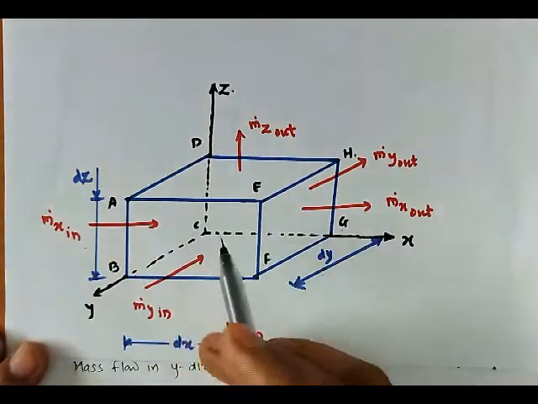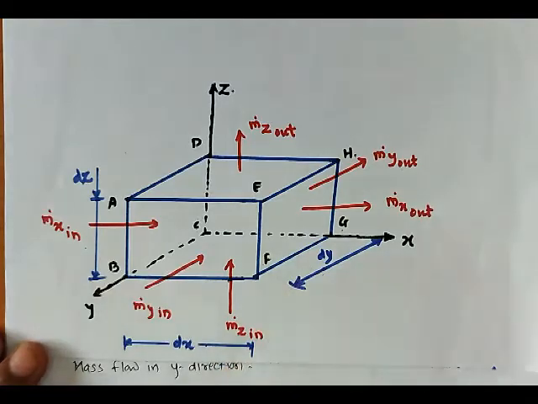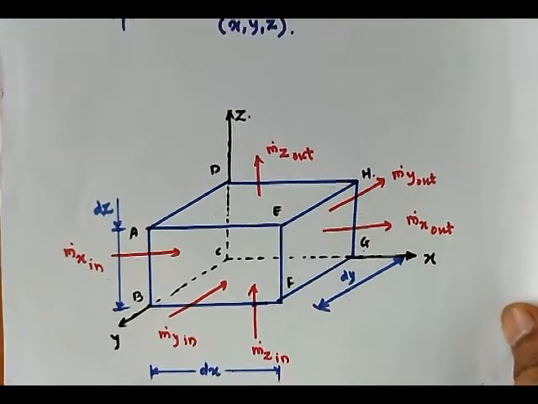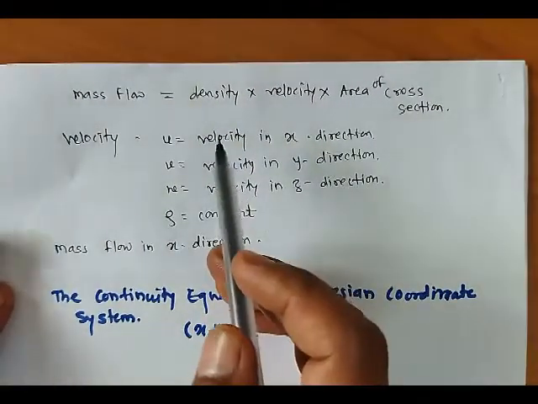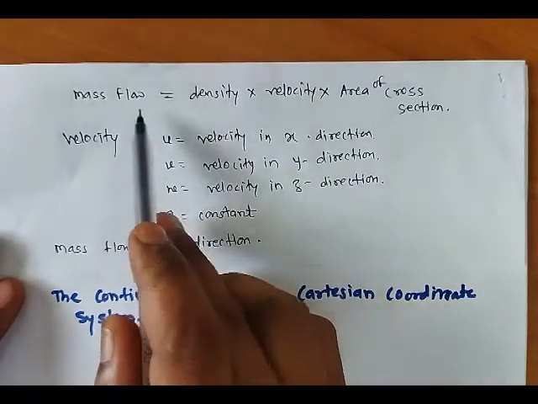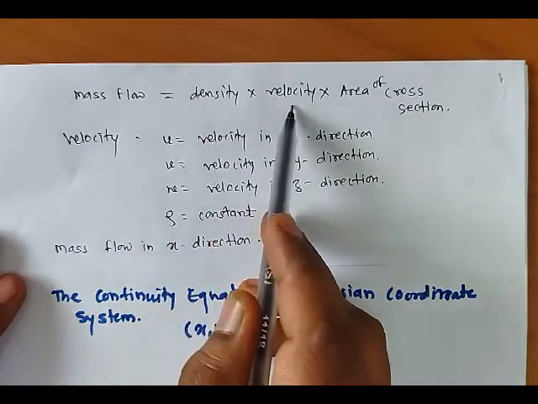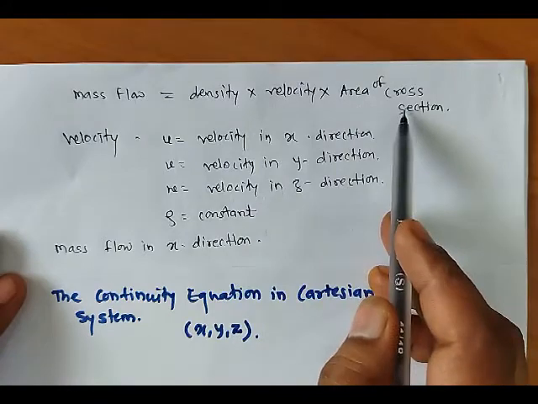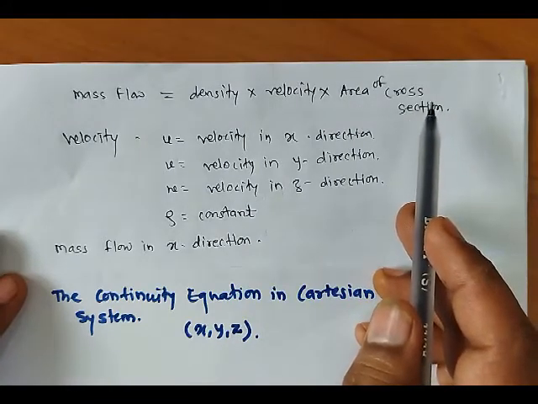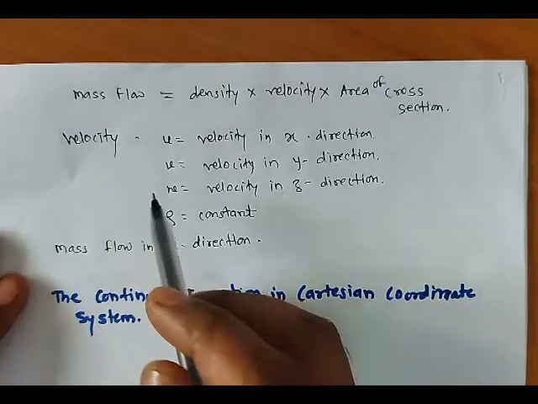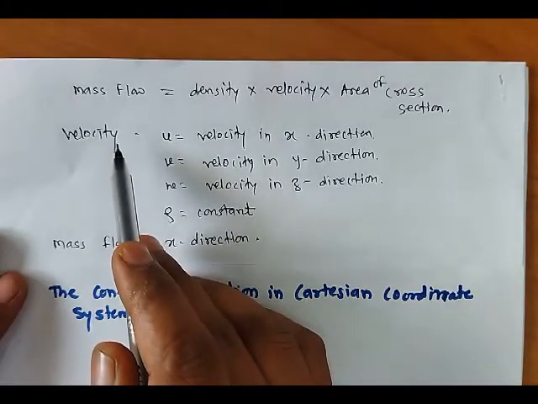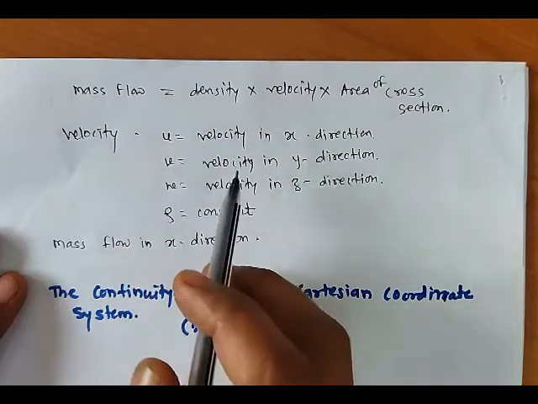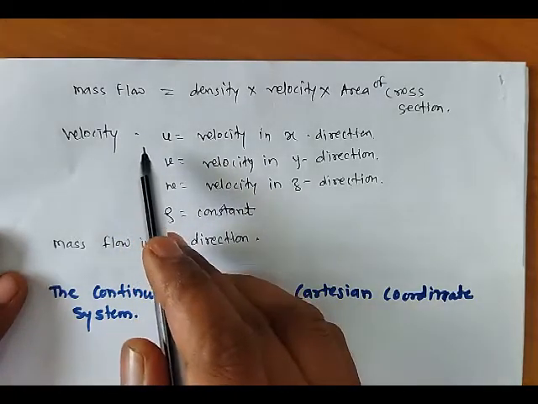Now through that element, the mass flow rate will be taken in and taken out in all three directions. For that, we know from the previous simple form of the continuity equation that mass flow is calculated by density multiplied by velocity multiplied by the area of cross section through which the mass is moving. Now here, to find the continuity equation, we have considered the velocity in three directions, so there are components of velocity.